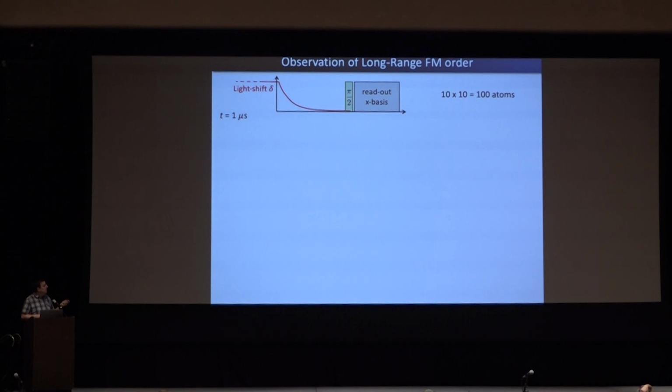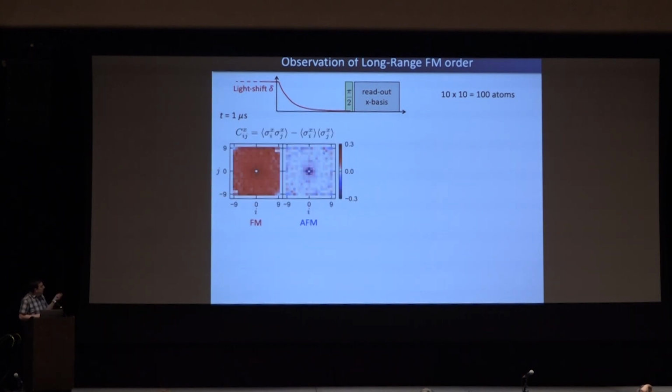Alright, so this is the experiment. This is the spin lattice, and this is the value of the light shift that you see here. We decrease this staggered lattice adiabatically. Finally, we do a pi/2 rotation and read the results in the X basis. We do this for 100 atoms. If you wait around 1 microsecond, this is the type of correlation that you obtain in the case of the ferromagnet, where you see positive correlations everywhere, as expected.